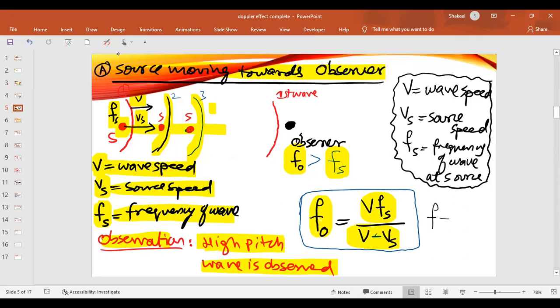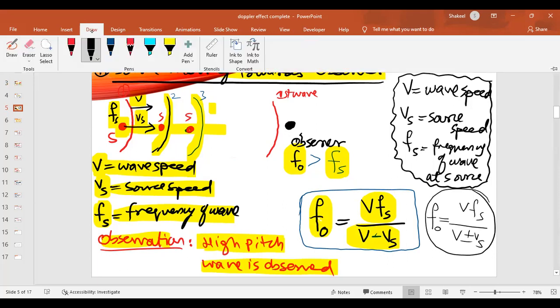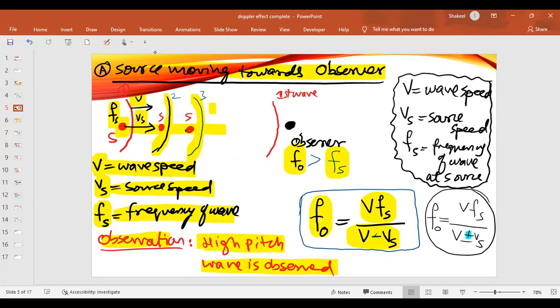So in the data booklet, you get this formula: F naught is v f s over v plus or minus v s. So you have to decide yourself whether you are going to use a positive sign or a negative sign. I have used a negative sign here because F naught is going to increase, and F naught will increase only when the denominator is a smaller number.